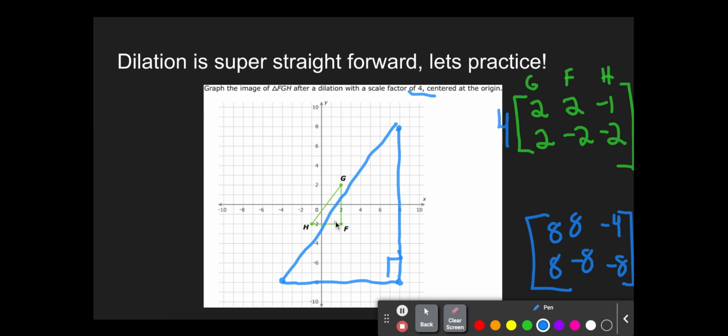We haven't changed the fact that that's a 90-degree angle. We have not changed that fact. So there you go. There's dilations. That's a quick video. Probably one of my quickest.